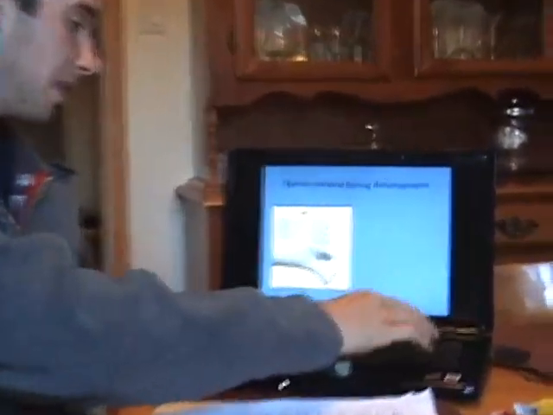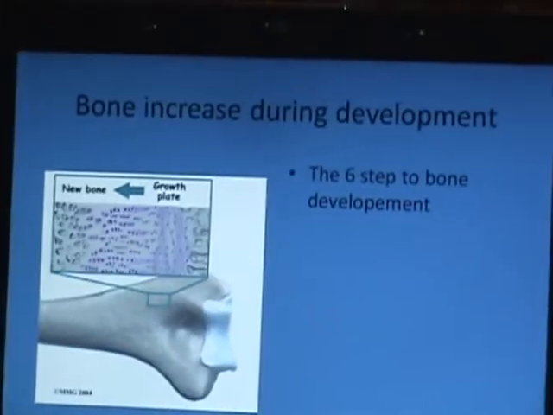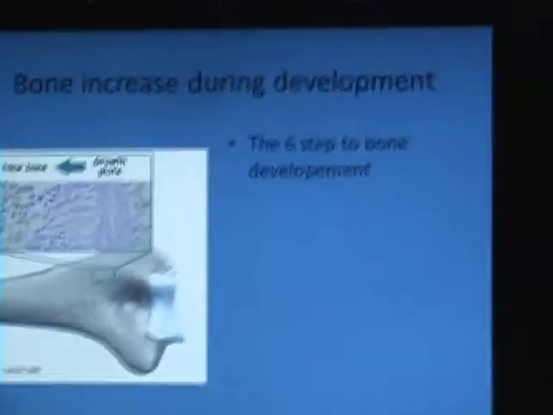Bone increase during development. The 6 steps to bone development. The first step: on the side of a bone, there's a vein running along it, and there are two ridges beside it. Step 2: the bone starts to close over the vein and starts forming more bone. Step 3: the bone completely covers over it and fuses together around the vein in the middle, enclosing it.